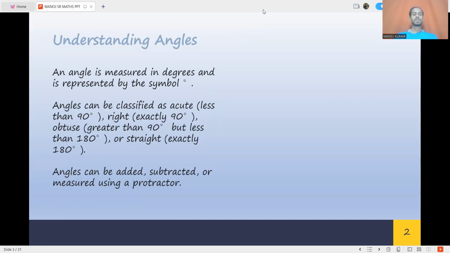Understanding angles. An angle is measured in degrees and is represented by a symbol. Angles can be classified as acute, less than 90; right, exactly 90; obtuse, greater than 90 but less than 180; or straight, exactly 180. Angles can be added, separated, or measured using a protractor.